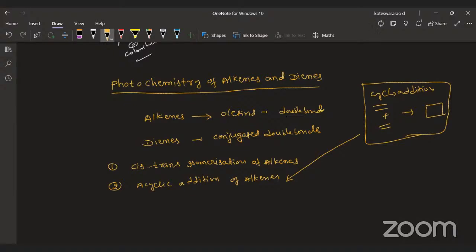Next, we study the photochemistry of dienes, that is, photoisomerization and photodimerization of conjugated double bonds, the photochemistry of conjugated dienes.